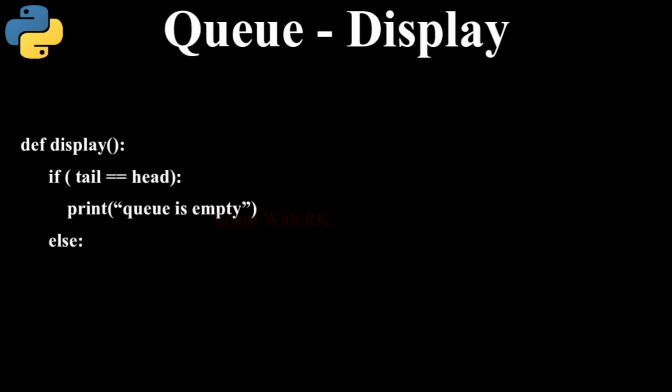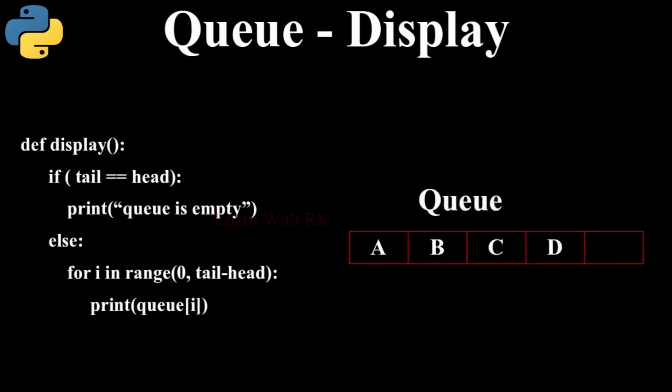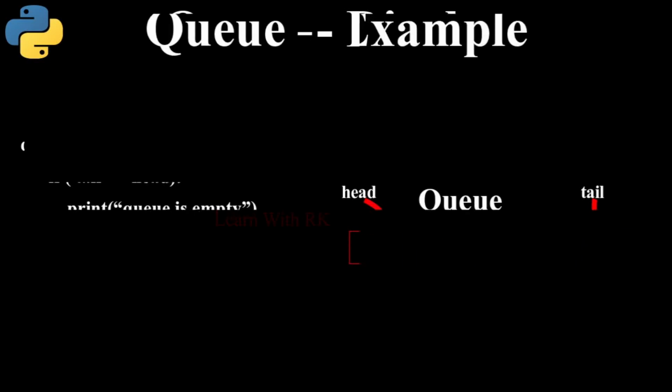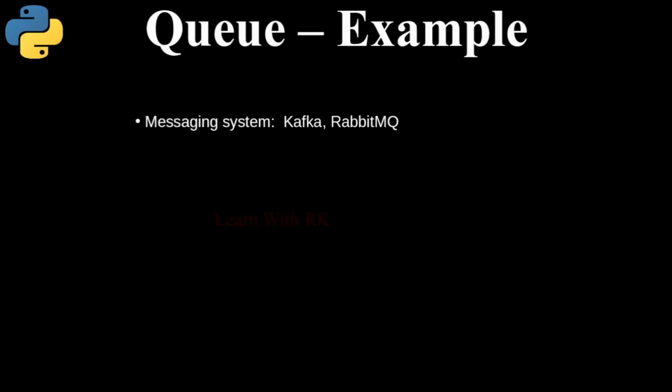In the else condition, I'm printing the elements from 0 to the tail minus end, which is the size of the queue. Okay, now we have learned how the queue is implemented in any language using the pseudocode. But where can queues be used? Messaging system. Mostly queues are used for the messaging system where the order of messages delivered really matters.